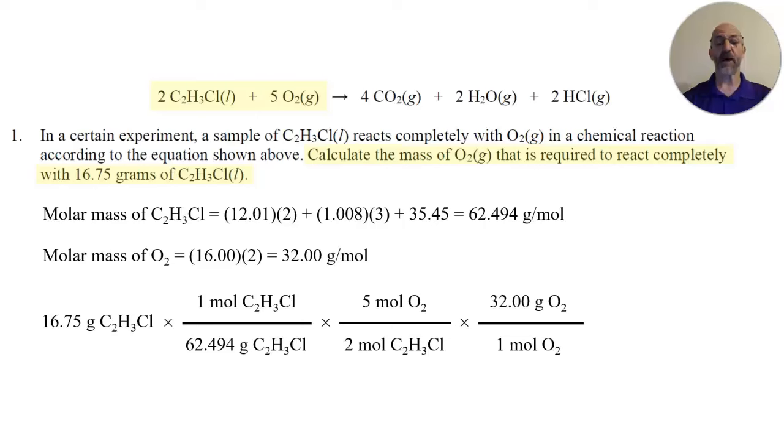So now I'm all set up. I'll pick up my calculator, 16.75 divided by 62.494 times 5 divided by 2, and then times 32. So here's my unrounded answer. So now I'm going to round that off to the appropriate number of significant figures. Since the number that I started with was 16.75, and that has 4 significant figures, I will round off my final answer to 4 significant figures, so 21.44 grams of oxygen gas.